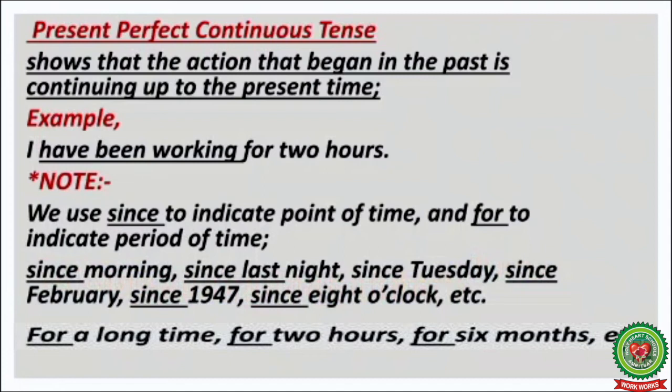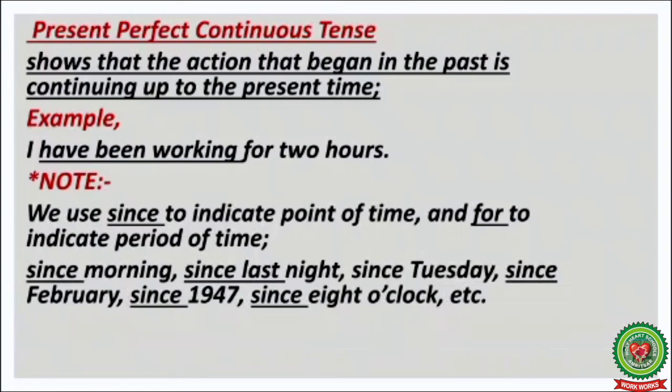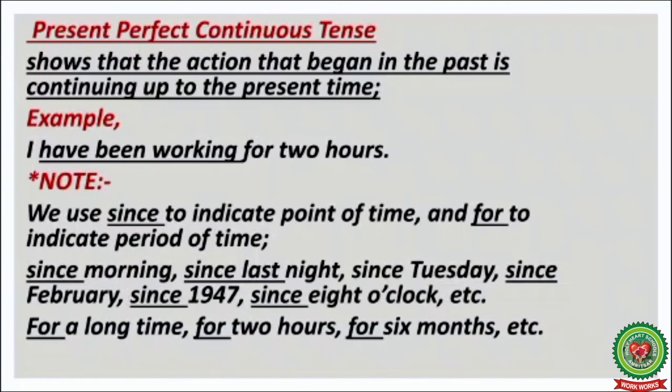Long time refers to period of time. 2 hours again refer to period of time, but we don't know which 2 hours. 6 months again referring to the period of time, but we don't know which particular 6 months. So we use for with it. Students, the words like morning, last night, Tuesday, February, 8 o'clock are referring to the particular point of time.